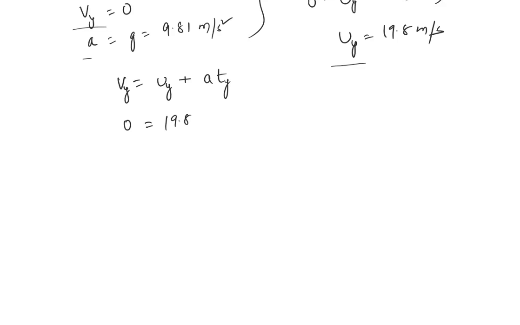Minus 9.81, minus because it is going up, it is decelerating. And time is what we need to find. So when you put the numbers in, you get time is equal to 2.02 seconds.